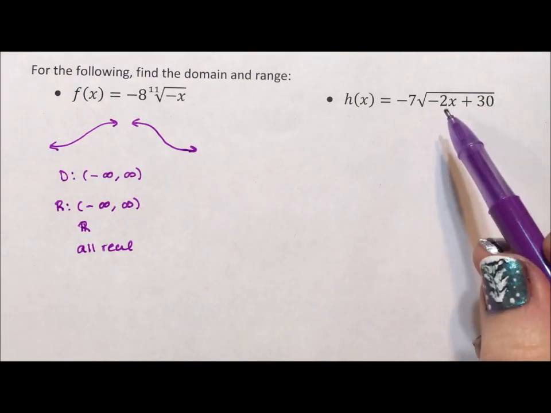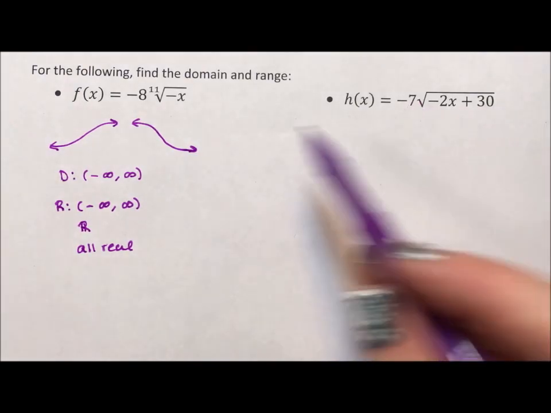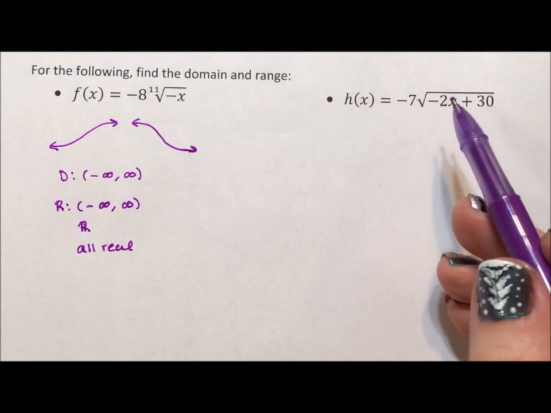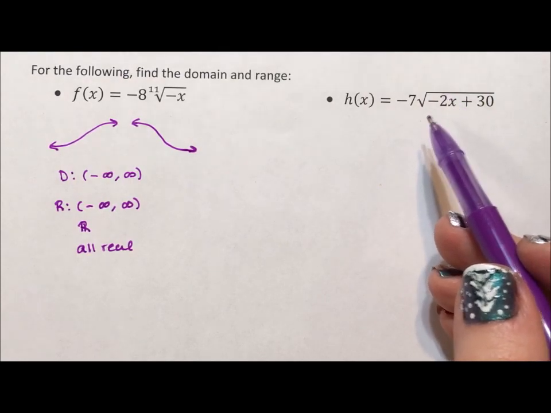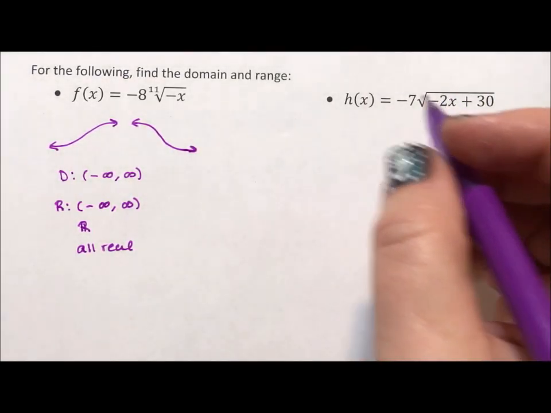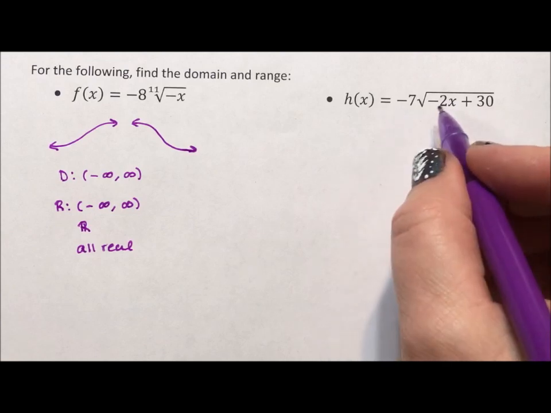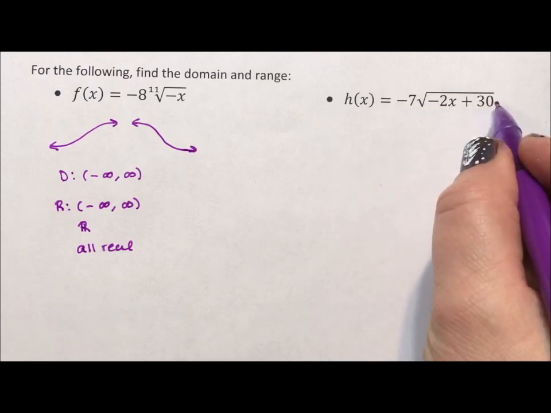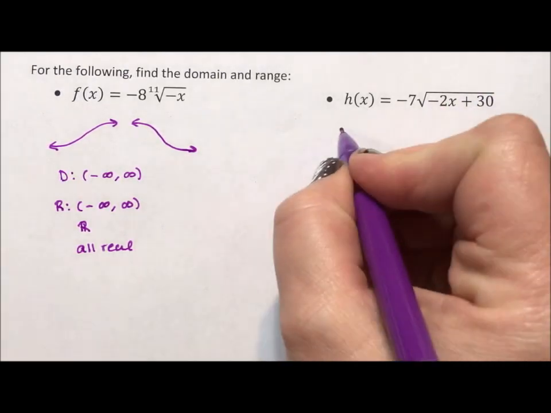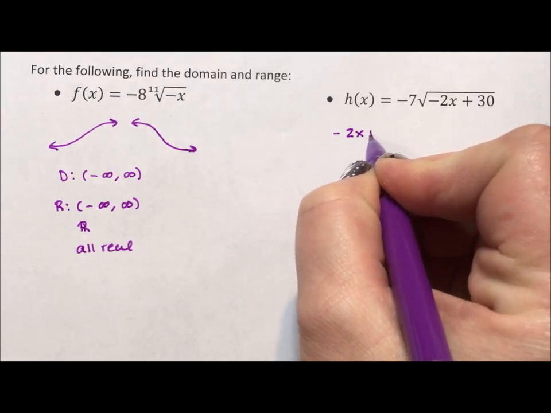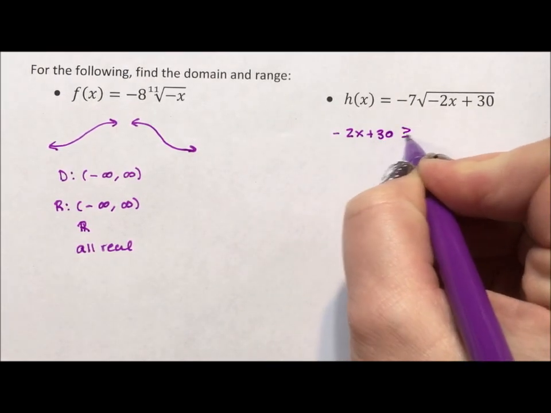The second one, though, does not have an odd root. It has an even root. It's a square root, which means there are lots of restrictions. To figure out the domain of an even rooted radical, you take whatever's under the radical, the negative 2x plus 30, and that has to be greater than or equal to 0.